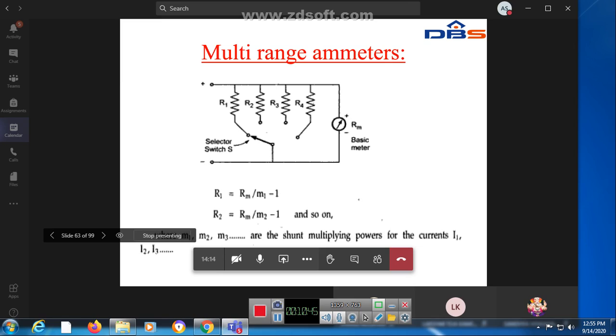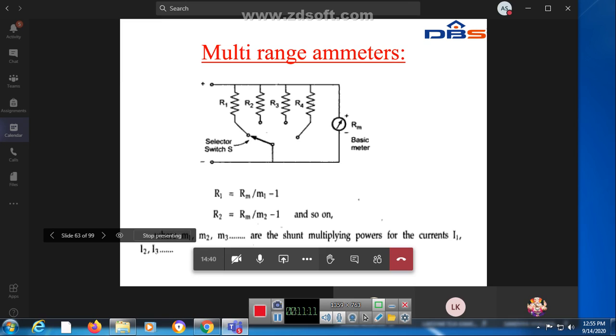In the previous diagram, only in the extension range of the ammeter, you have to find out RSH, which you take as RM by M minus 1. Here also you have to find out the R1 value using the formula RM, the meter resistance, by M1 minus 1. This is the constant of this resistance. R2 means RM by M2 minus 1, and so on.